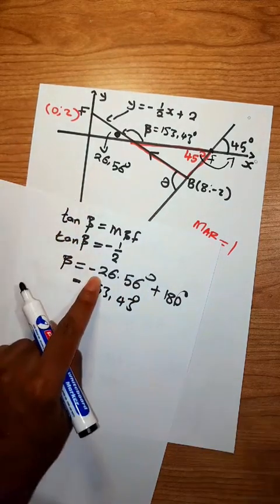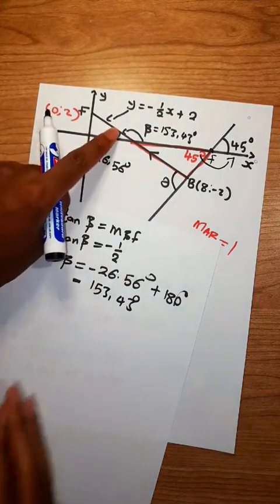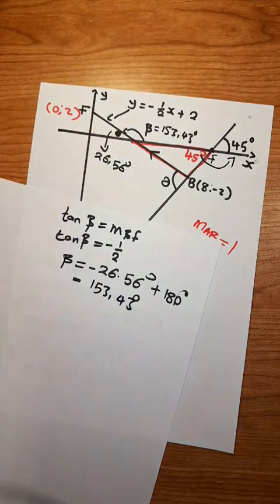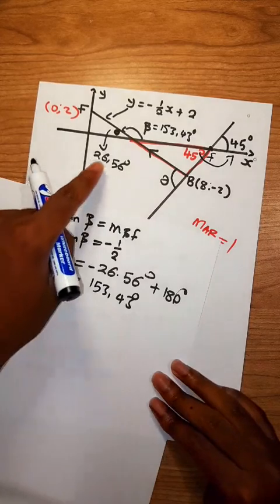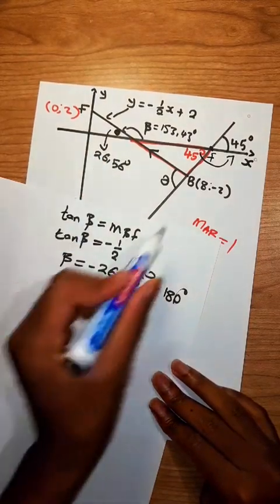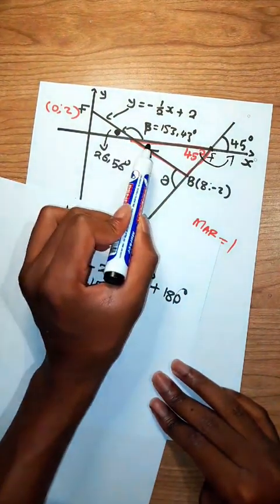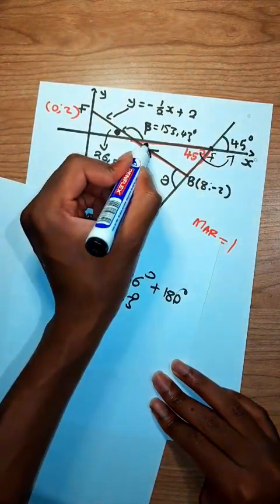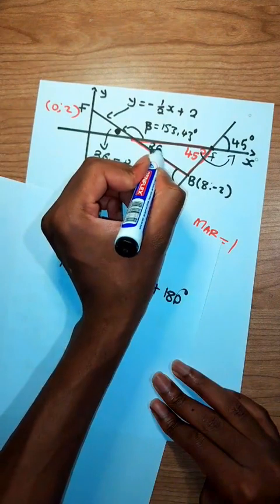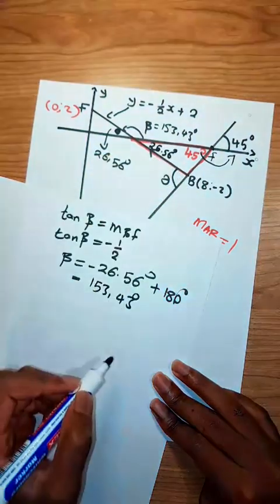The negative only indicates that it is actually on the... okay, I don't want to get into this because this is another topic. So let's just leave it at that. Just know you need to write a positive. So look at this. If 45 degrees equals this opposite angle, it means that also this angle is going to equal this angle. So we also know that this angle is equal to 26.56 degrees, right?